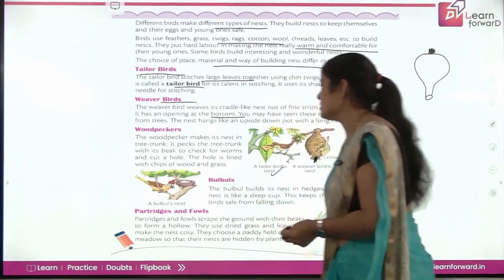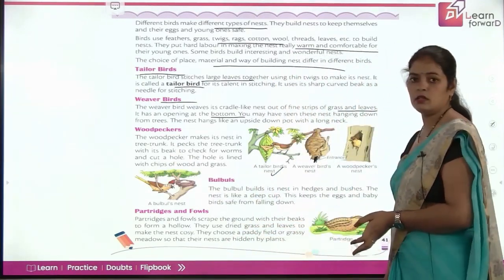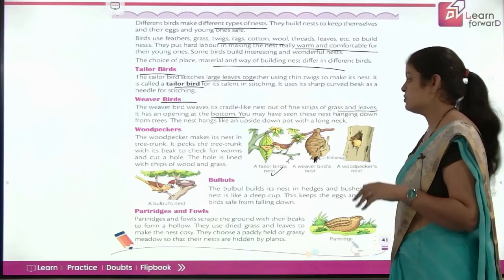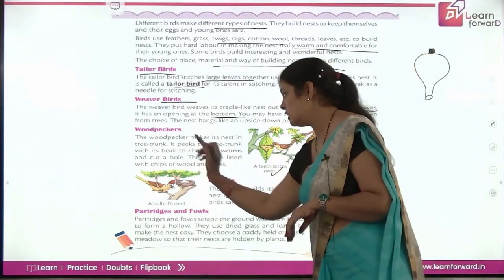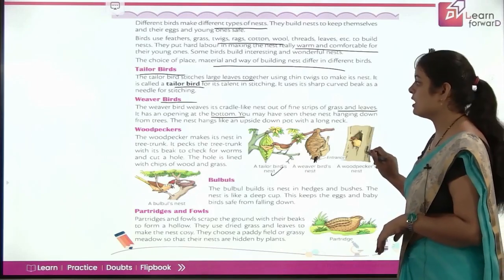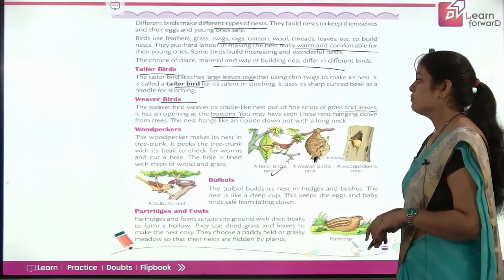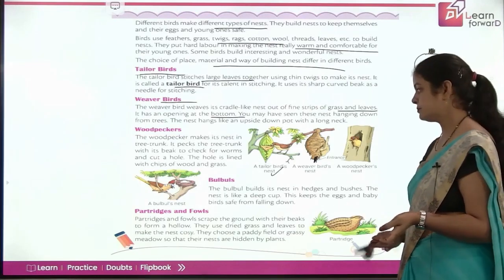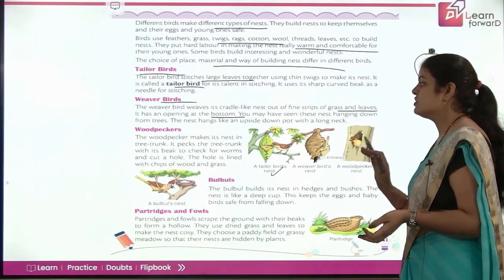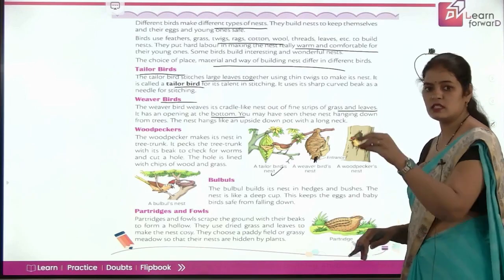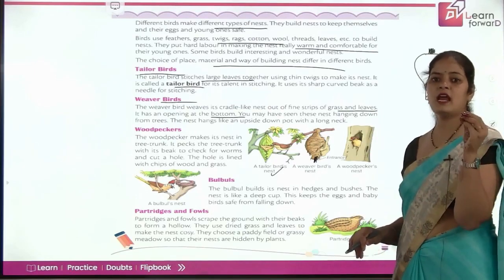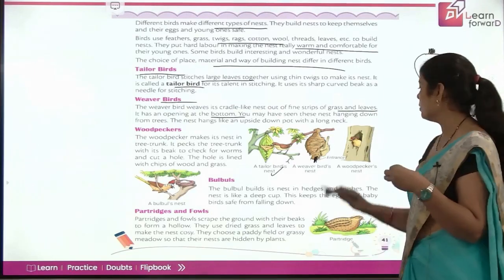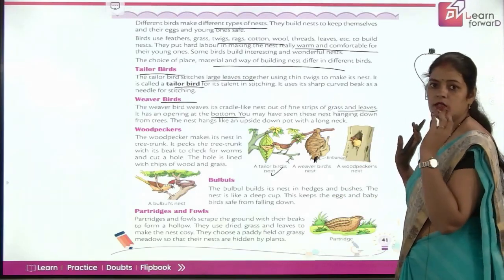Now the woodpecker, what does it do? The woodpecker makes its nest in the tree trunk only. It pecks the tree trunk with its beak, and what is the next thing? It checks for worms and cuts a hole. The hole is lined with chips of wood and grass, which means it collects different twigs, grasses and wood chips to make the nest comfortable.